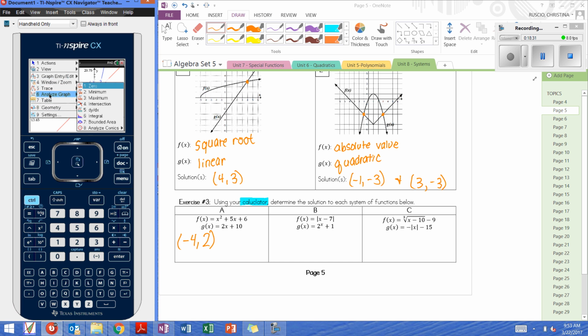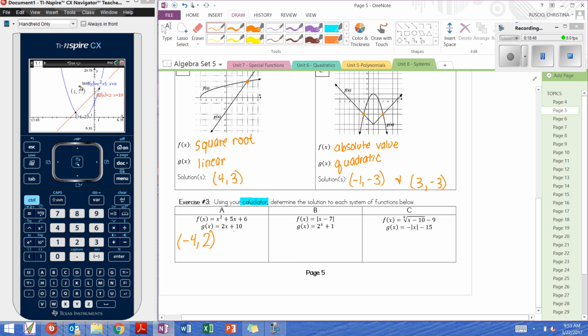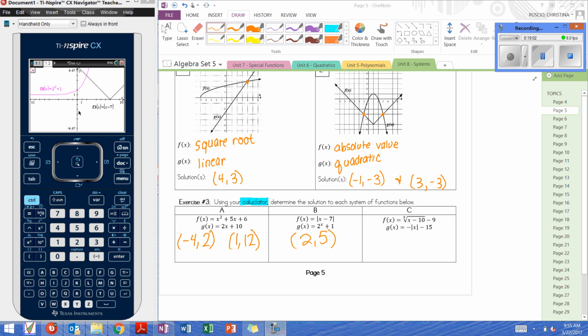And we have to do the same process again. Analyze graph. We want to find the points of intersection up here. Click and drag. And if you need to, you can move the point off to the side by pressing and holding the click button or hitting Control click to see that the other point of intersection is at 1, 12. Okay, pause the video, go ahead and graph B and come up with the points of intersection on your own. So for part B, you should have found the intersection point at 2, 5.